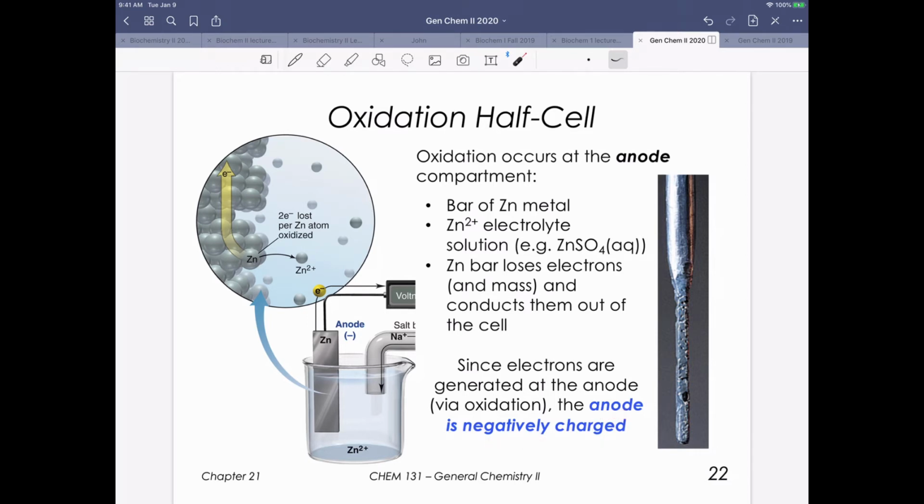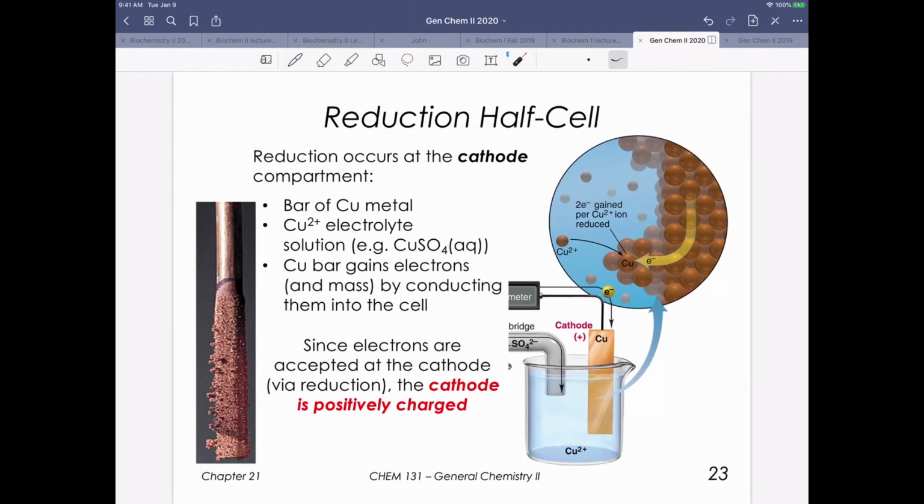Now, I know it can be a little bit confusing because those electrons are actually going to leave and go towards the cathode, but this bar becomes negatively charged because that's where electrons are being generated. All right, so let's go through the same sort of discussion with our reduction half cell. So that's the right side.